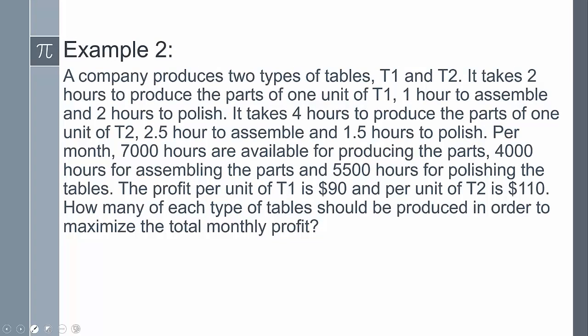So here's our next example. It says a company produces two types of tables, T1 and T2. It takes 2 hours to produce the parts of 1 unit of T1, 1 hour to assemble, 2 hours to polish. It takes 4 hours to produce the parts of 1 unit of T2, 2.5 hours to assemble, 1.5 hours to polish. Per month, 7,000 hours are available for producing the parts, 4,000 for assembling, and 5,500 for polishing the tables. The profit per unit of T1 is 90 and per unit of T2 is 110. How many of each type of table should be produced in order to maximize the total monthly profit?